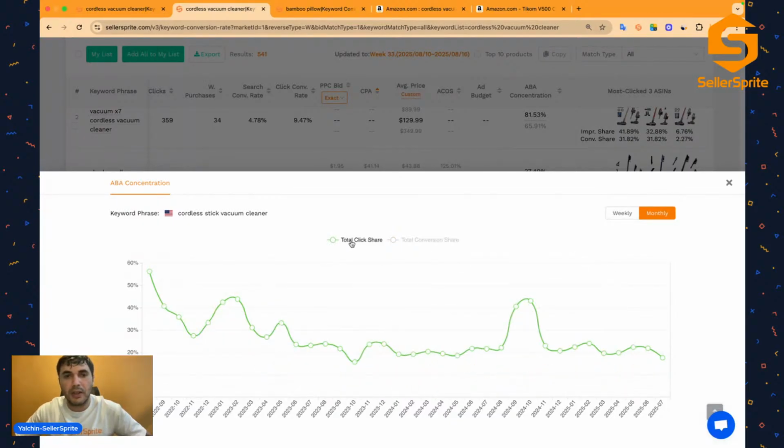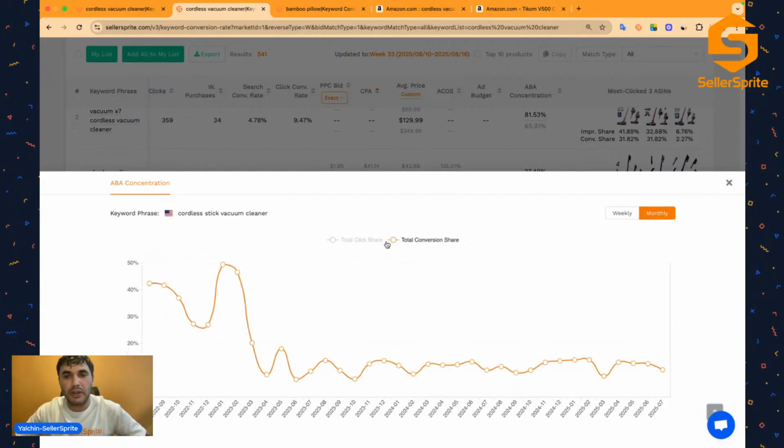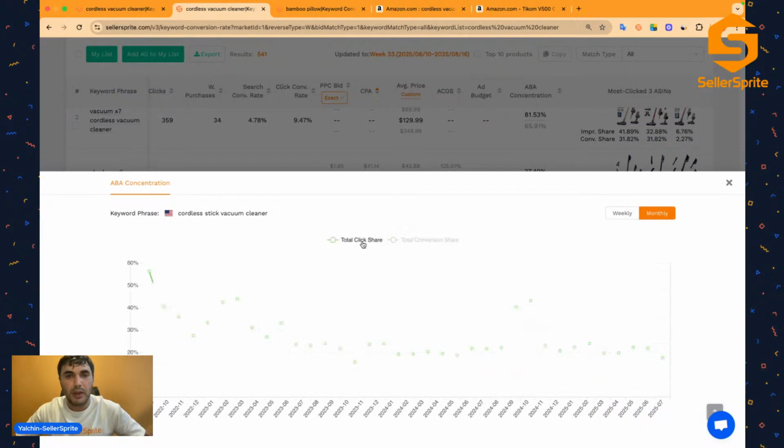This total click concentration, or conversion concentration, is important to understand in how it's changing. We see there is a significant decrease in the end of 2022 and the beginning of 2023. Since that time, almost 2.5 years, it's kind of stable. There is a little fluctuation, but mostly it's the same, not changing much.